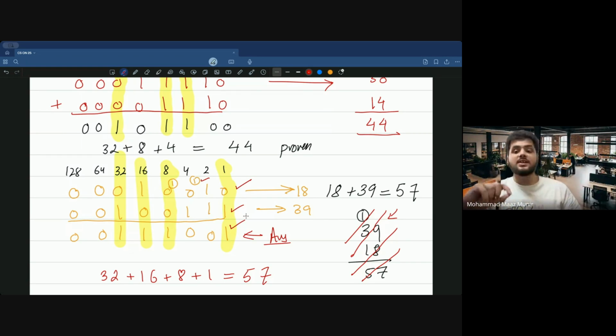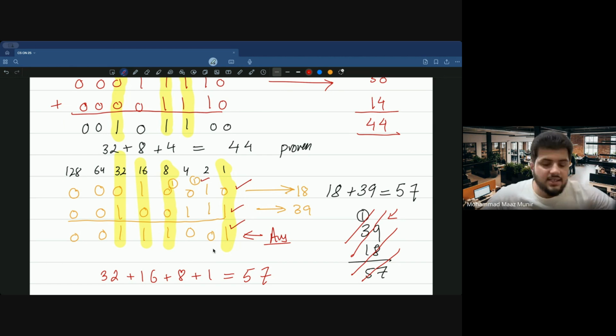That's what I'm trying to say. If I just add up the values, 39 and 18, I get 57. If I plot this 57 in the answer in binary, it gives me the same thing, 00111001. But the examiner won't be giving you a single mark for this. Understand this, it's really important.